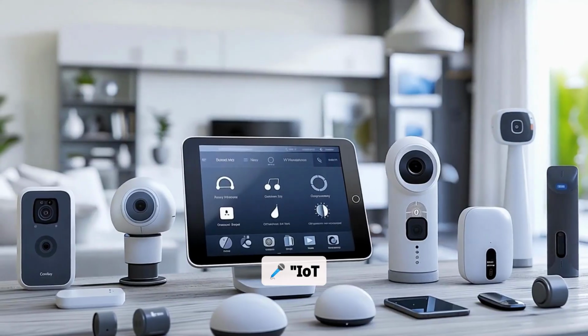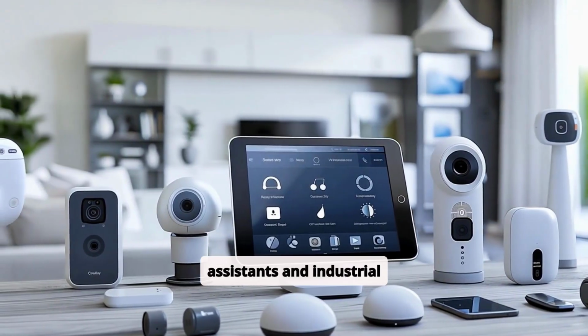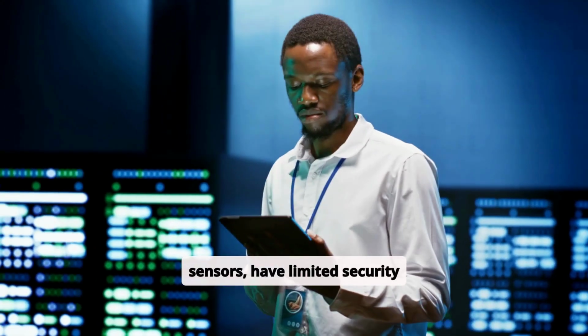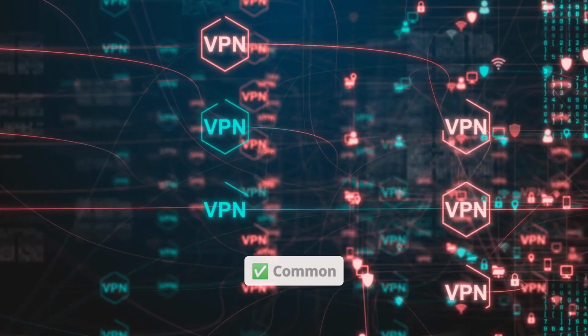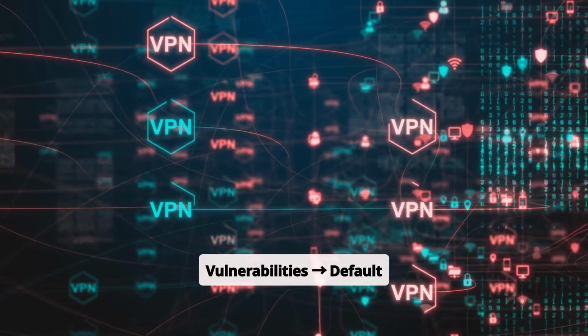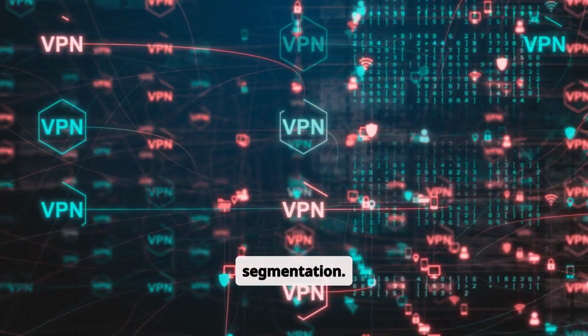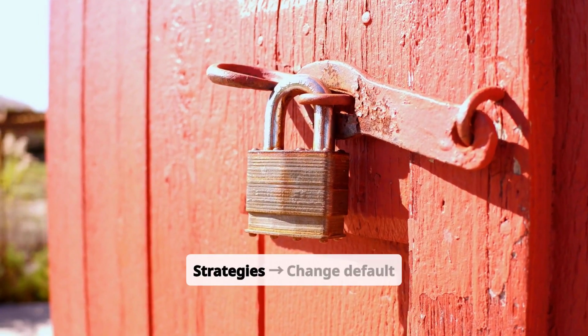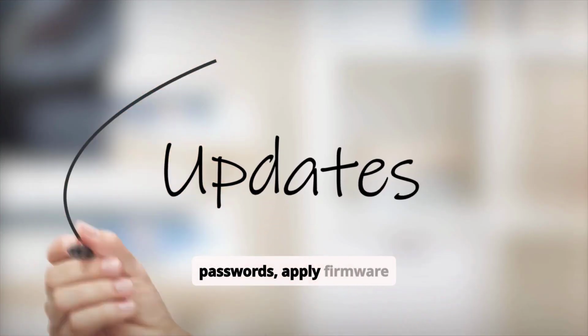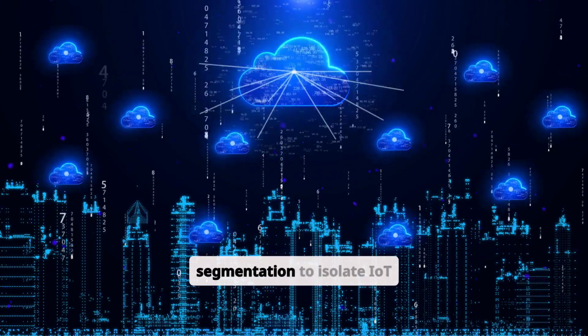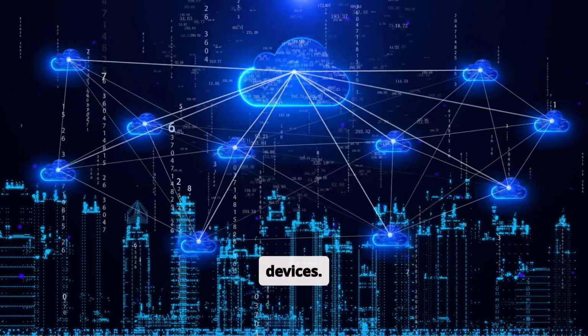IoT devices, such as smart home assistants and industrial sensors, have limited security features. Common vulnerabilities: default credentials, unpatched firmware, and lack of network segmentation. Mitigation strategies: change default passwords, apply firmware updates, and use network segmentation to isolate IoT devices.